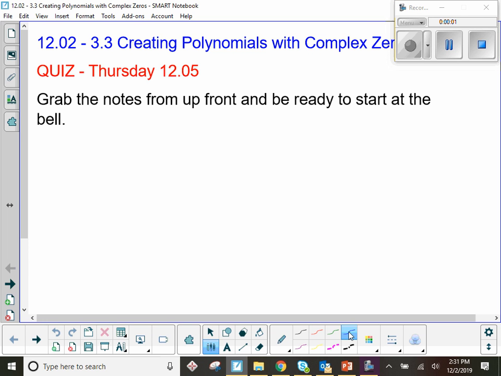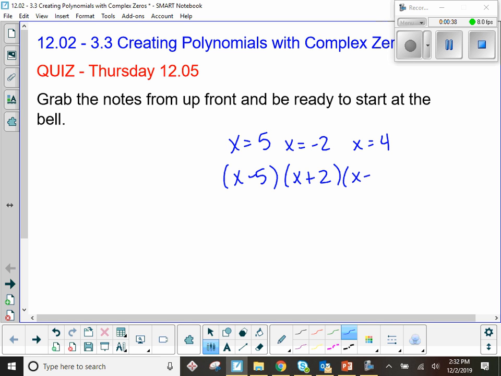In the last unit, if I gave you some zeros like this, and I said, write a polynomial with degree 3 that has those zeros, what we did was take them and first put them in factored form, meaning what factor gives you x equals 5 for a 0? X minus 5. And then x equals negative 2 comes from the factor x plus 2. X equals 4 comes from this factor.